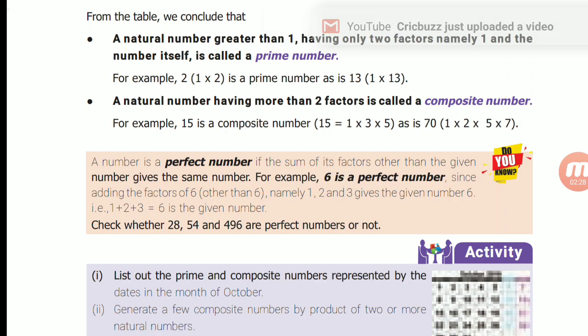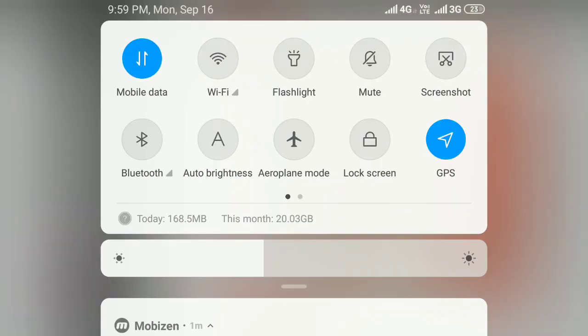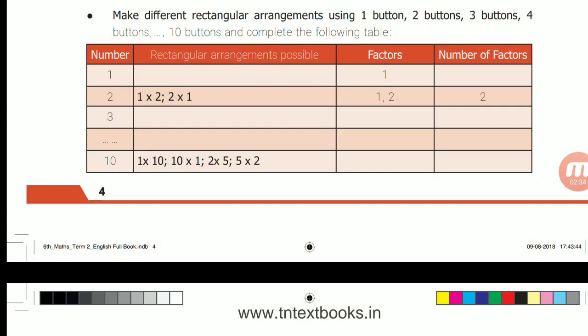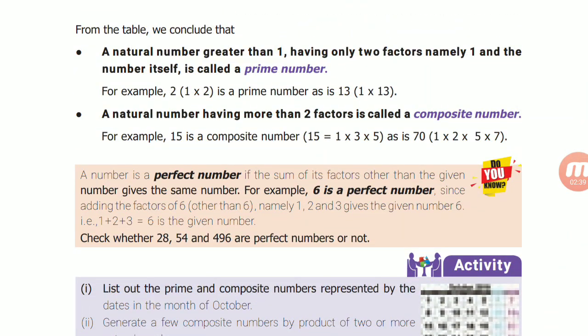Let us see an example. The number 15 is divisible by 1, 3, 5 and 15. So it is a composite number.